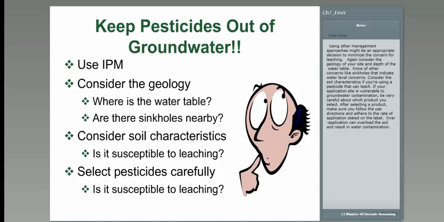After selecting a product, make sure you follow the use directions and adhere to the rate of application stated on the label. Over-application can overload the soil and result in water contamination.